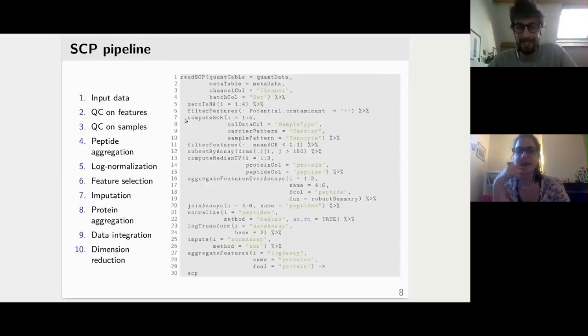Okay. And maybe a last question from Chris. Are there already textbook examples where single-cell proteomics answered questions which were not possible with single-cell transcriptomics? If you know.